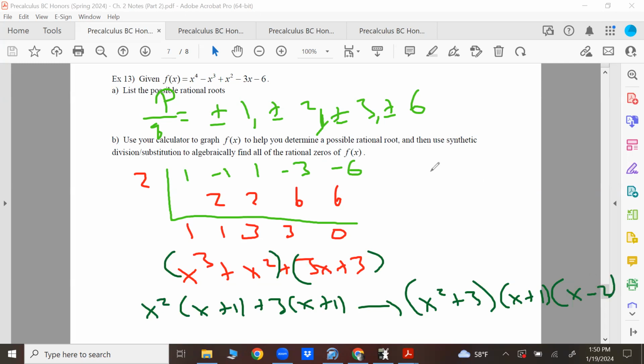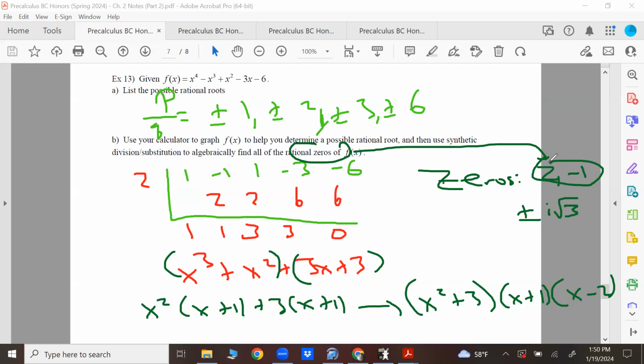So the question was, find all the rational zeros. Well, it's obvious our zeros are going to be 2, -1, and if you want to say, plus or minus i root 3. But since you only want rational zeros, then these are the only rational ones that we have, because the other two are imaginary. And remember, when all the coefficients are real, if you have one imaginary zero, its conjugate is also going to be a zero. So the imaginary zeros come in pairs, because otherwise you'd have an imaginary coefficient. Okay, we're okay? Good.